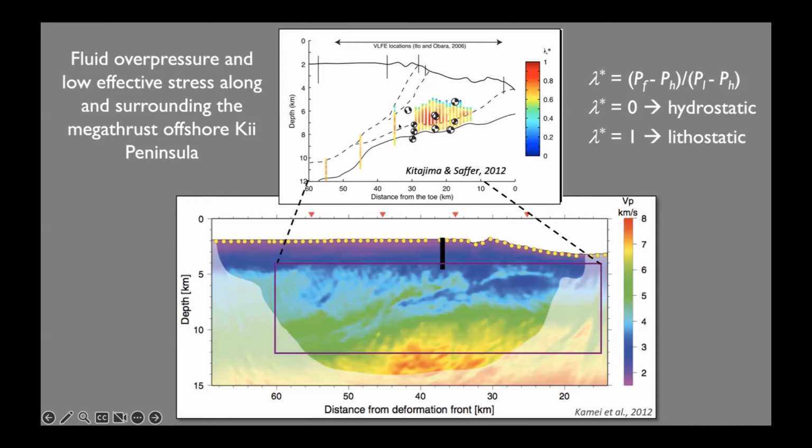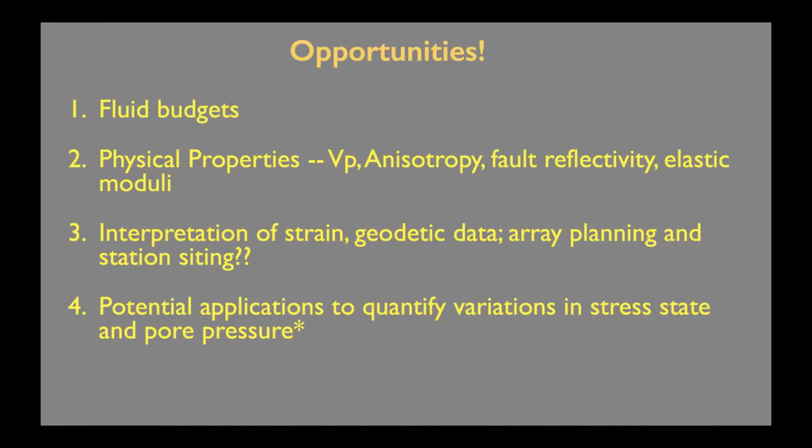All right, and so just to wrap up, again, sort of four key ways that I think there are some really cool connections here. One is tackling the question of fluid budgets. A second, well known to this group, I think, is the ability to say something quantitative about physical properties, and that's valuable for a lot of different reasons. The third is the interpretation of strain and geodetic data, for two reasons. One is permanent compactive strain, but then also the role of that heterogeneity in elastic properties is really important.